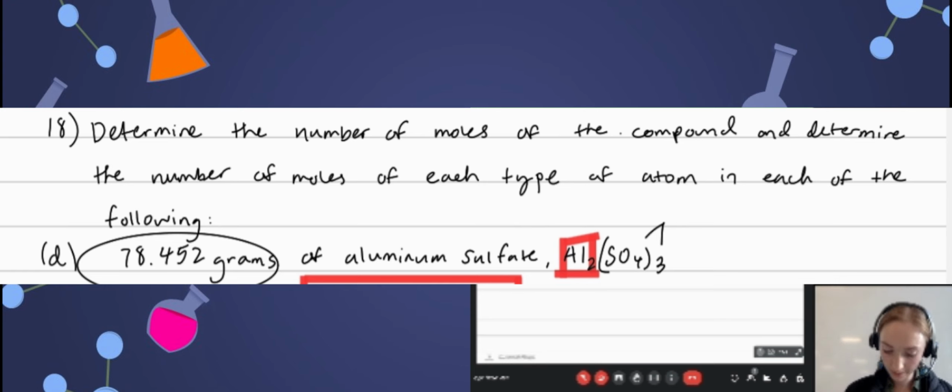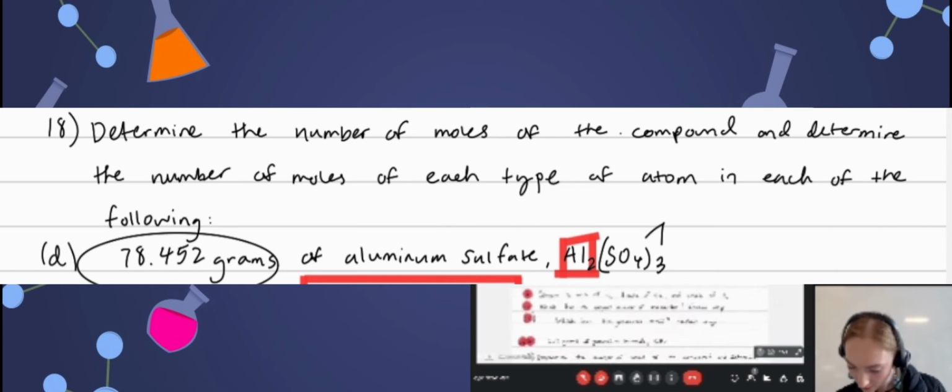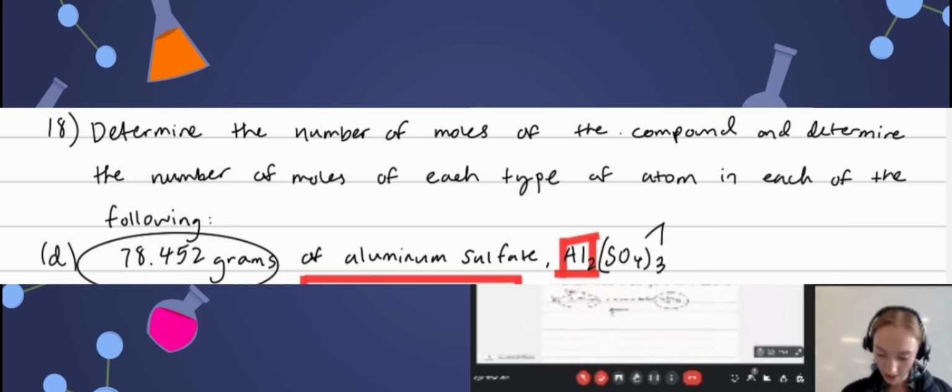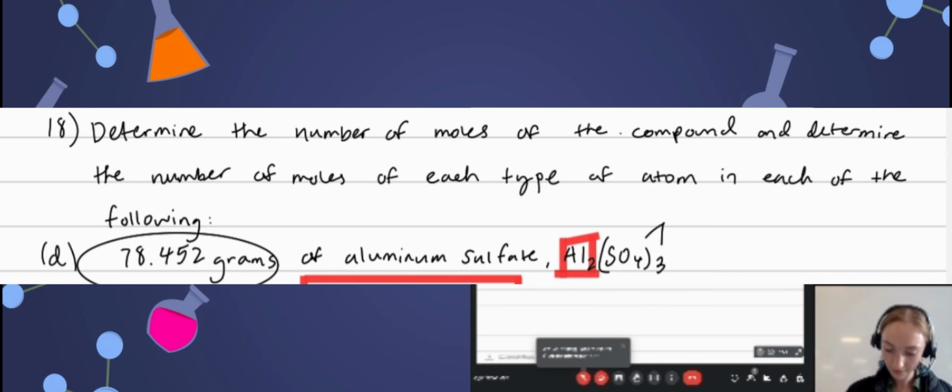So we have aluminum, we have sulfur, or sorry, silicon, or I believe that is sulfur. Yeah, sorry, sulfur. Sulfur, as well as oxygen. So in this compound we have 3 different species, or 3 different atoms. So we want to look at the ratio of how much we have of each atom in this compound.